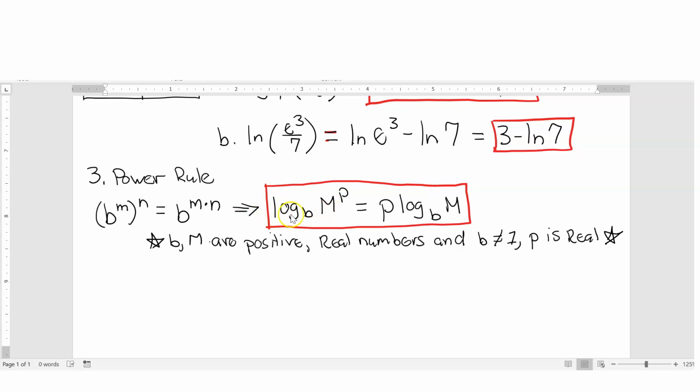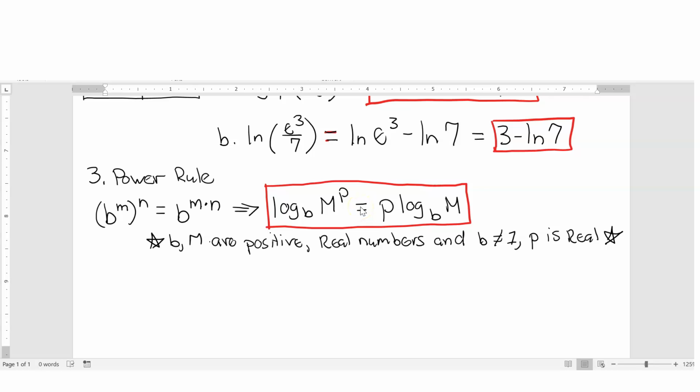So if we have this expression log to the base b of some value capital M raised to the p power, we can take that exponent p and move it out in front of the logarithmic expression and then multiply p times log to the base b of capital M. And again, b and M have to be positive real numbers, b cannot equal 1, and p, the exponent, also has to be a real number.